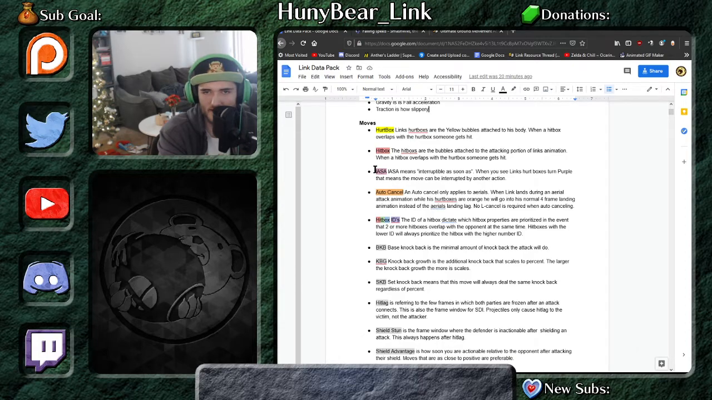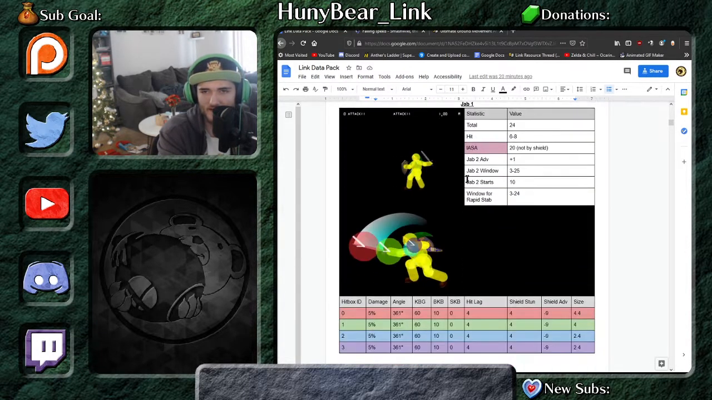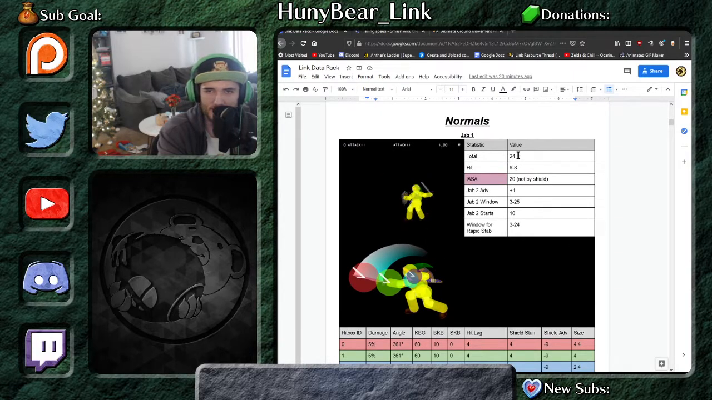You can see that IASA means interruptible as soon as, meaning that although this animation takes 24 frames in total, you can actually interrupt the animation as early as frame 20. So you don't have to wait the entirety of the animation, you can interrupt it early, because all movements and all attacks in Melee are a series of interrupting one animation with another. And that's important conceptually to understand.